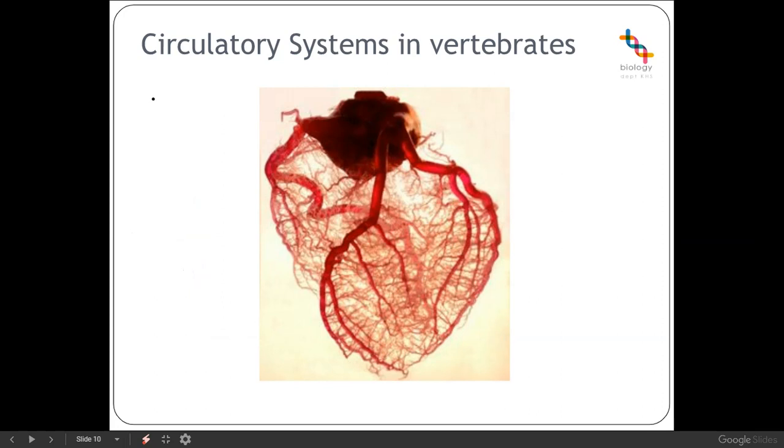So within vertebrates, first of all our vertebrates have closed circulatory systems where blood is contained in a continuous circuit of blood vessels, and it's kept moving by the muscular pump of the heart. Now, within closed systems, as we said, systems are either going to be single or double as a reference to how many times the blood is actually pumped through the heart itself.